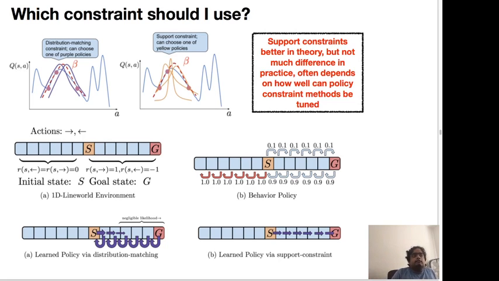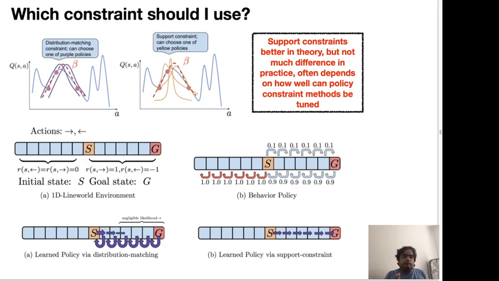So what this tells us is that support constraints might be better in theory, or they are better in theory, because they are not that pessimistic, while also giving you an adequate balance between optimizing the expected reward and the policy constraint. However, one thing that has been noted is that in practice there's not much of a difference, primarily because you only see one action for a particular state in your data, especially when you have, let's say, image states or continuous states where the exact same image may not be repeated.